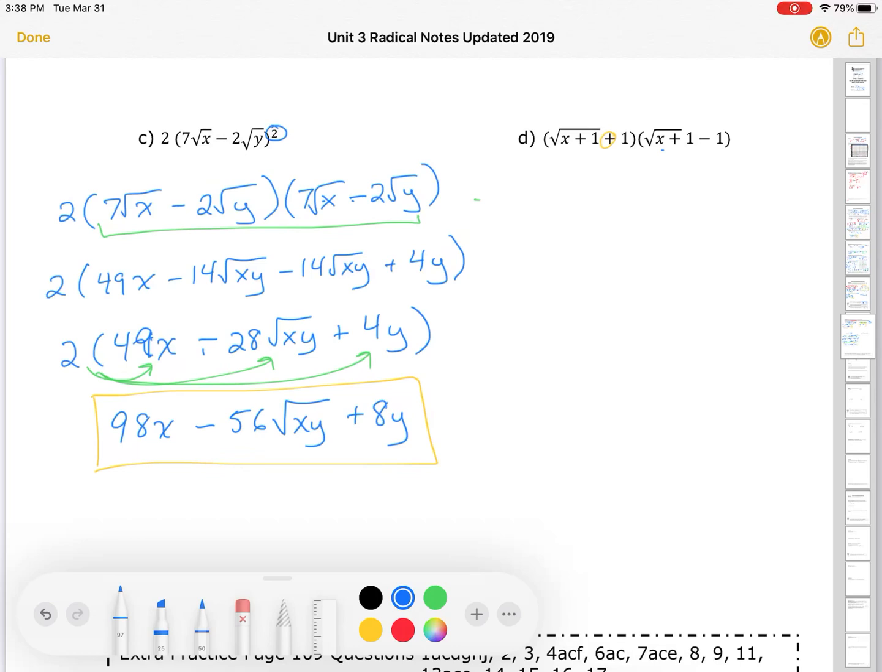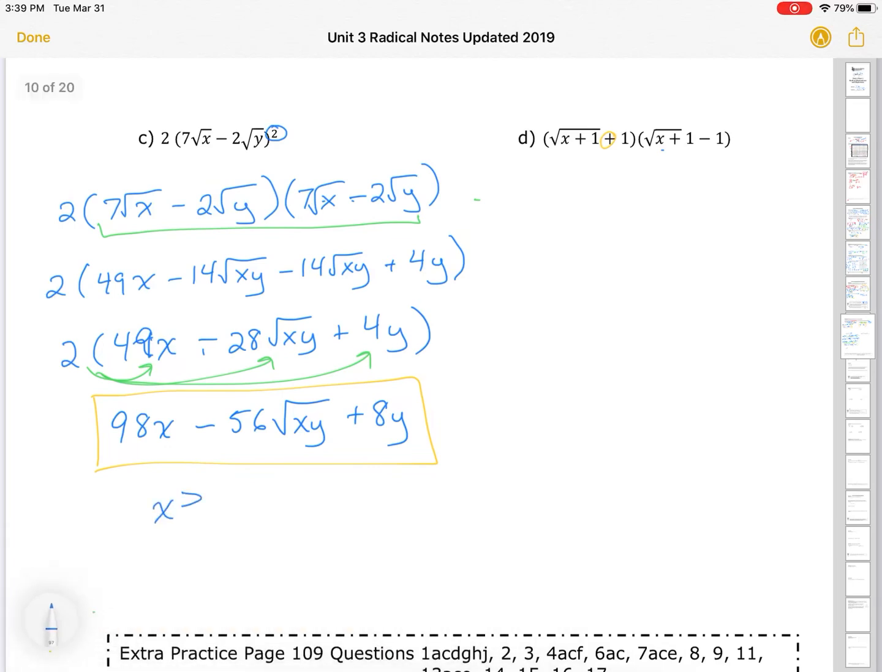Okay. Now, there's one other thing that we needed to do, and that is to tell what our values for our variables can be. So x needs to be greater than or equal to 0, and y needs to be greater than or equal to 0, because in that original expression, they are by themselves in the radicand.